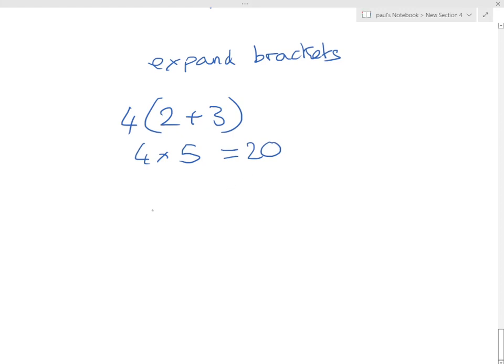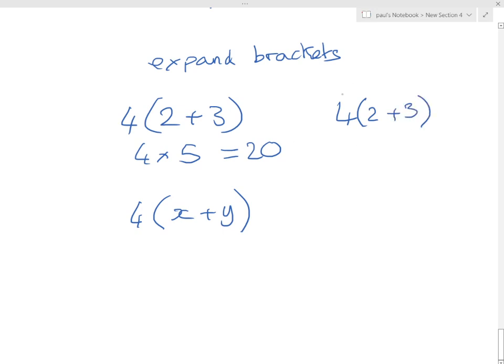But if you have 4 times x plus y, you can't add the x and the y together because it is already written x plus y. So there must be another way to do it, and there is. So let's have a look at this. 4 times 2 plus 3, go back to that original one.